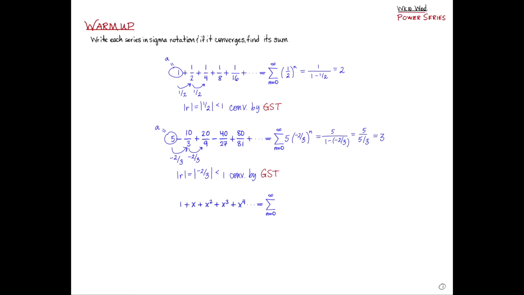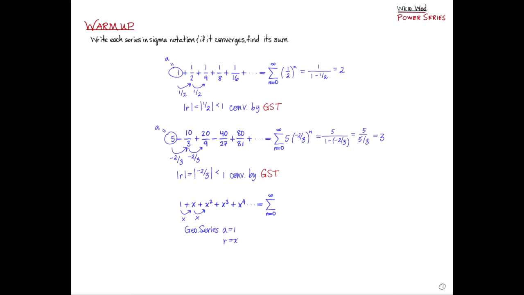In the last series, we've never seen one like this, where we have x's instead of numbers. But the same pattern as the two above still holds. To move from the first term to the second term, we need to multiply by x. Then to move from the second term to the third term, we again multiply by x. This is a geometric series with a equal to 1 and r equal to x.